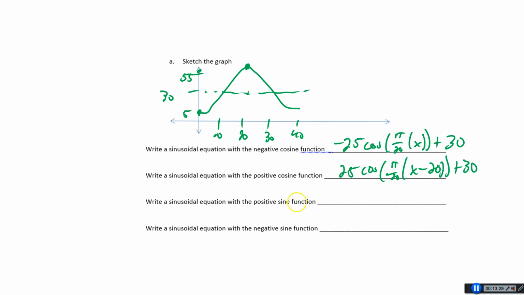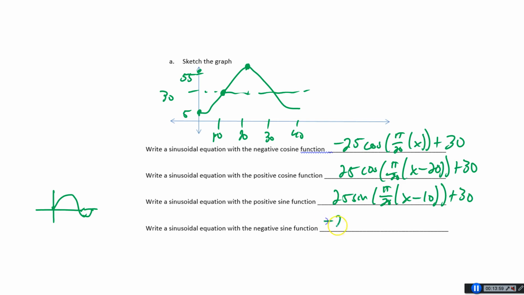So how about the positive sine function? Positive sine function should start at a middle point and go upwards, normally. So to do that, we have to be at 20 here, or 10, excuse me. That starts at 10 and goes upwards. So that would be a shift to the right by 10. So we have 25 sine pi over 20 times x minus 10 plus 30. So you should be able to do all 4 of these for every sinusoid graph. You should be able to do positive, negative of both sine and cosine for every sinusoid graph like this.